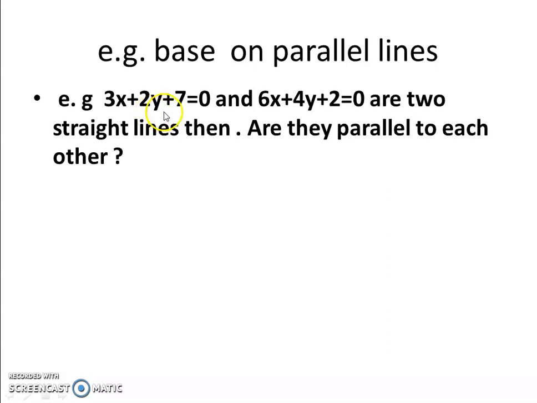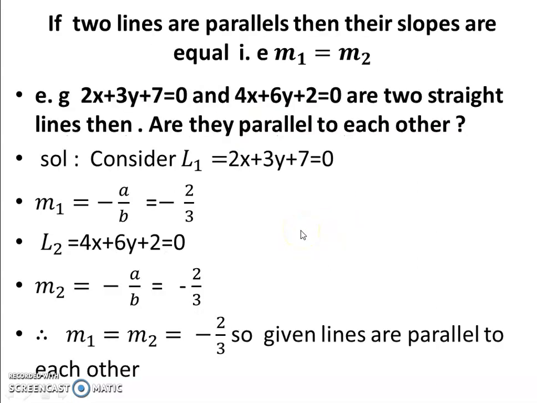So the exercise question is that 3x plus 2y plus 7 equal to 0 and 6x plus 4y plus 2 equal to 0 are two straight lines. Are they parallel to each other? That is the homework question, so you must note it down. Which formula do we use? m is equal to minus a upon b, coefficient of x upon coefficient of y. First solve m1 and then m2 using this example.